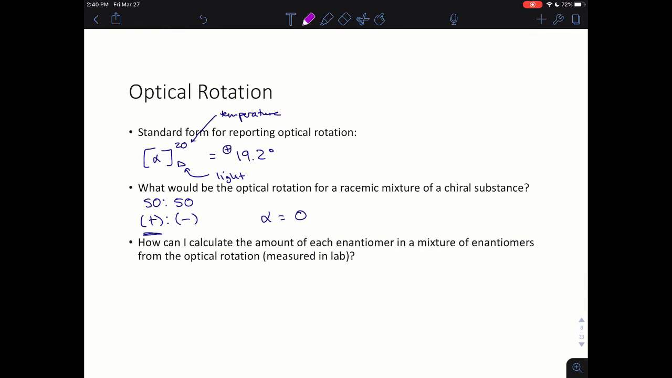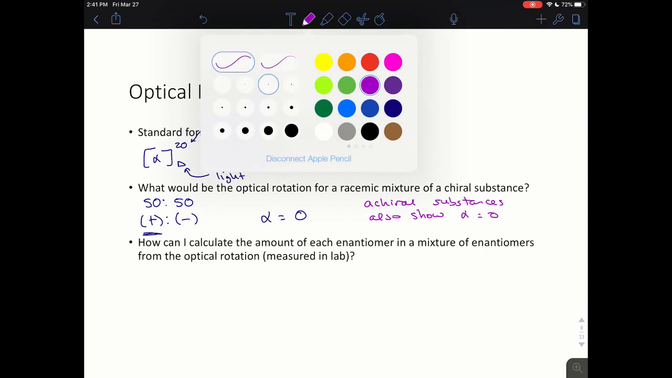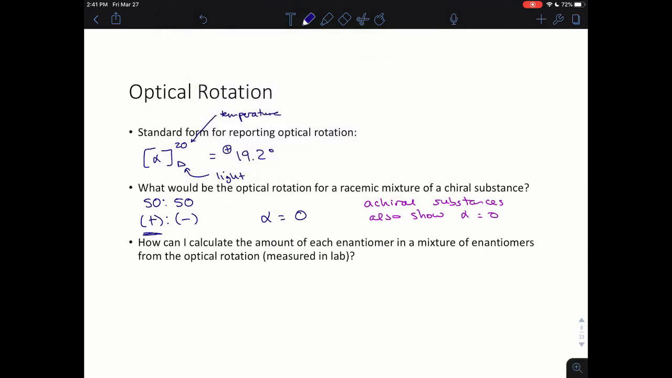Let's rotate the light back. It's also important to mention here that achiral substances don't interact with plane polarized light in any meaningful way, so they're also going to show an optical rotation of 0. Now, why is any of this useful? It's kind of interesting, maybe to some of us, but why is this useful?